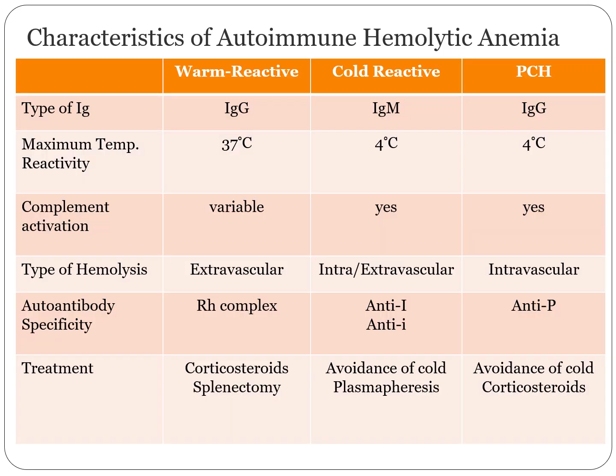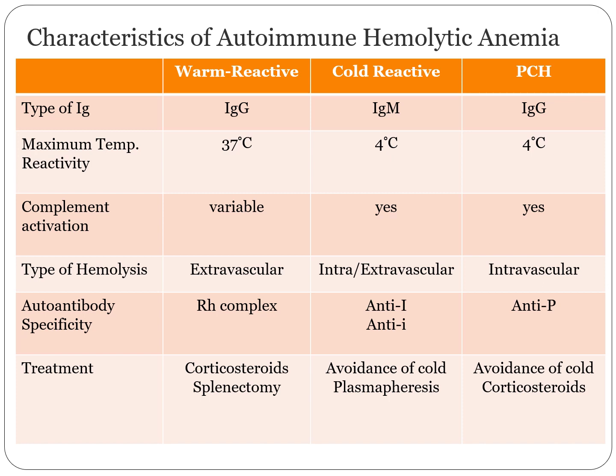So we have here the characteristics of the autoimmune hemolytic anemia, the warm reactive, cold reactive, and the PCH, the type of immunoglobulins that would be present. For warm reactive, we have the IgG, cold reactive would be IgM, and PCH would be IgG also. So complement activation would be variable. Pwedeng hindi, pwedeng ma-activate, pwedeng hindi. But for your cold reactive and paroxysmal cold hemoglobinuria, yes po ang activation.